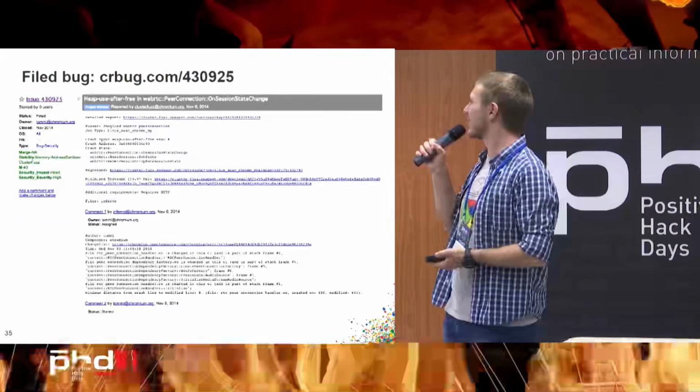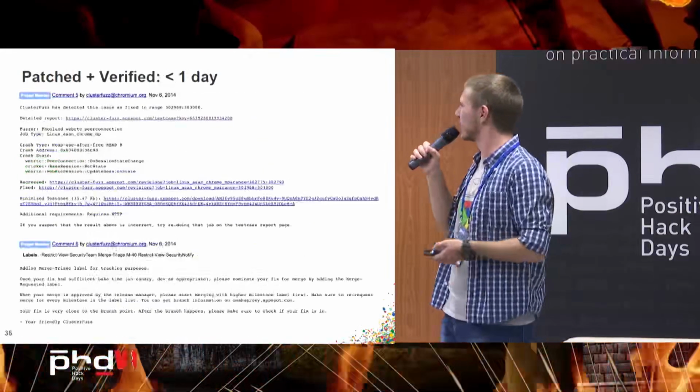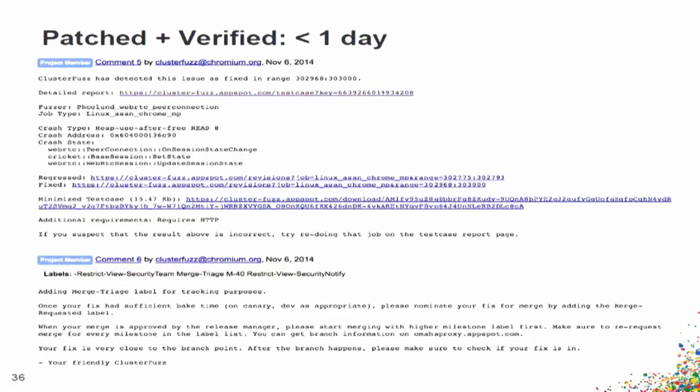Now you will see the potential culprit. We'll assign the bug to him. And when a bug has been taken care of, ClusterFuzz will notify the engineers that bugs have been fixed in a range of versions, because so far it has not been able to fire the bug again or crash the system.